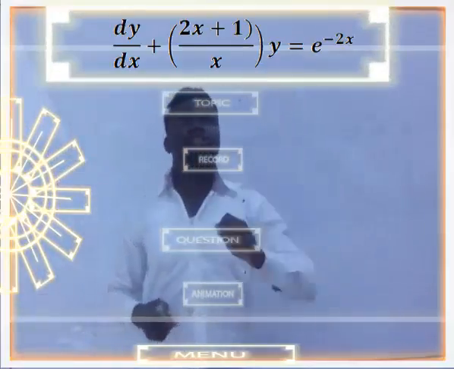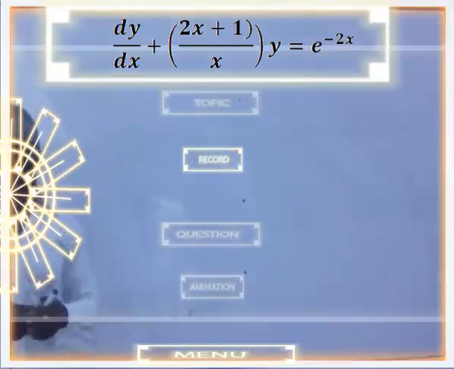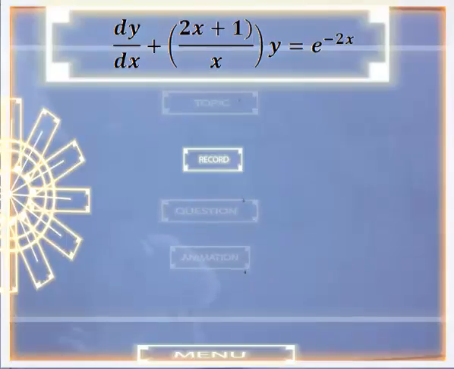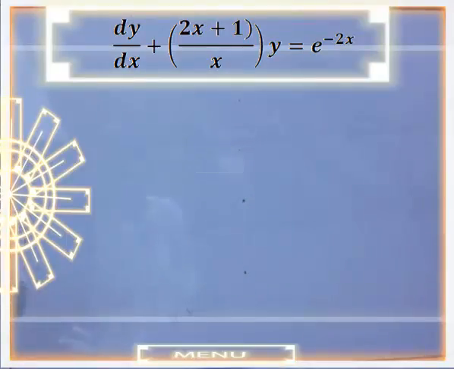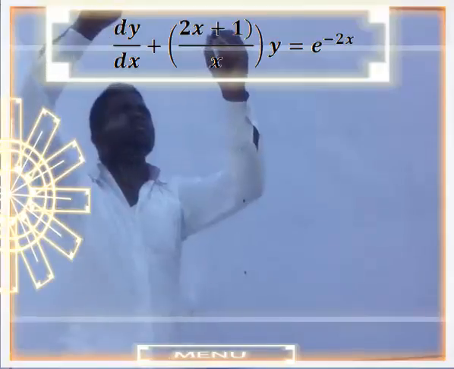Okay, watch. The question reads: dy/dx plus (2x plus 1) over x multiplied by y is equal to exponential negative 2x. So we're going to solve this now. I'll give this solution.